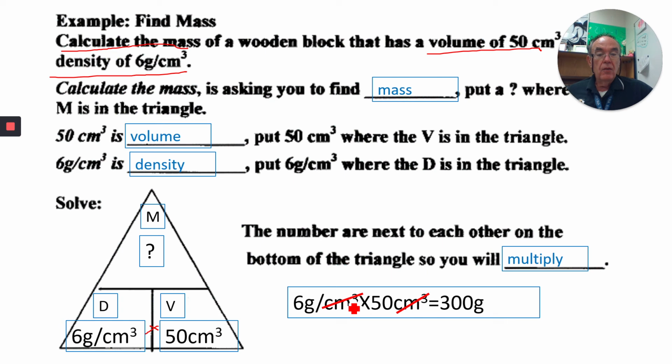The units work just like variables, so we have centimeters cubed on the bottom and centimeters cubed on the top, and they're going to cancel out. So we have 6 grams times 50, and that equals 300 grams, which makes sense because they said find mass, and we already know that the base unit for mass is grams.